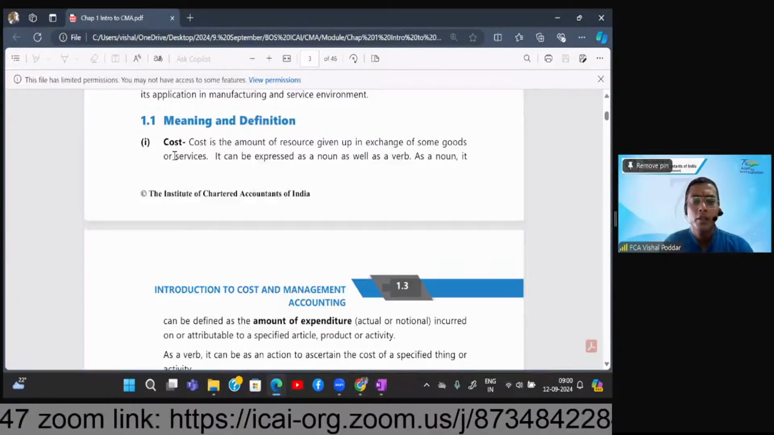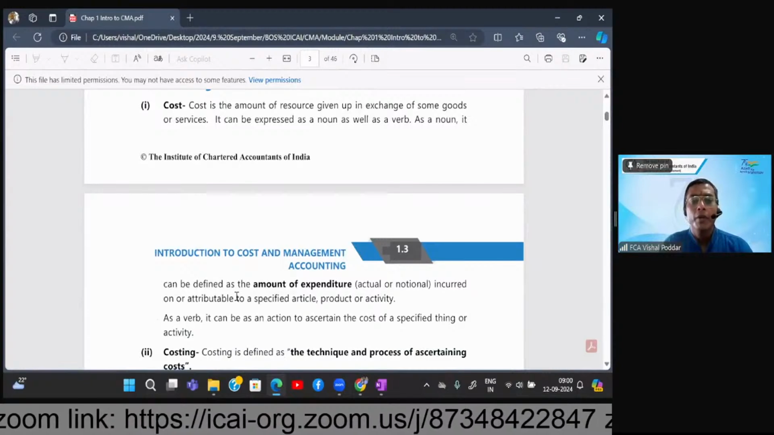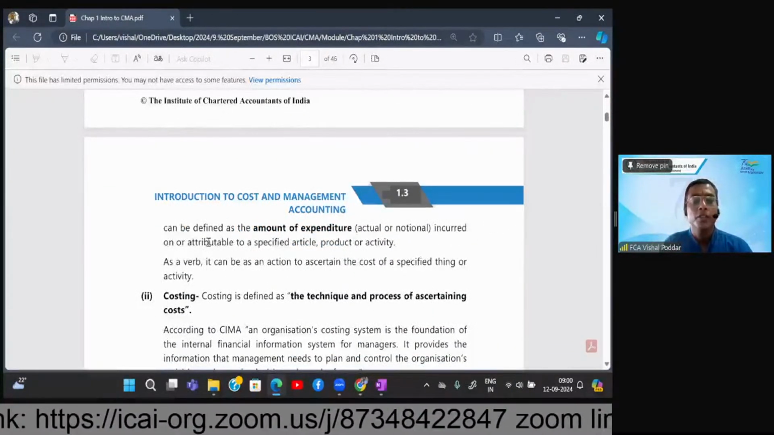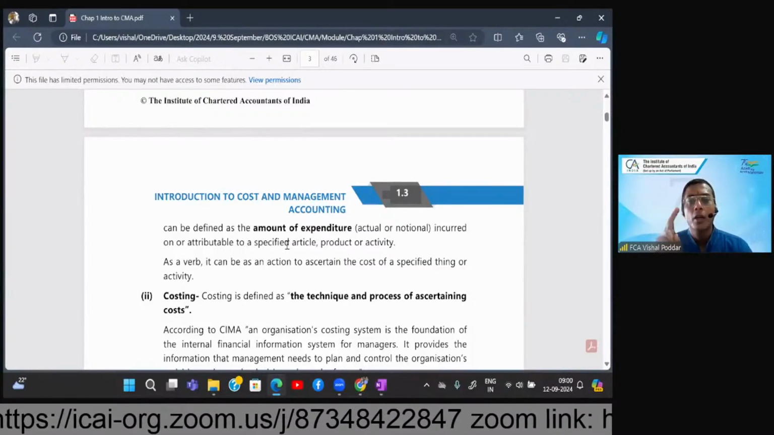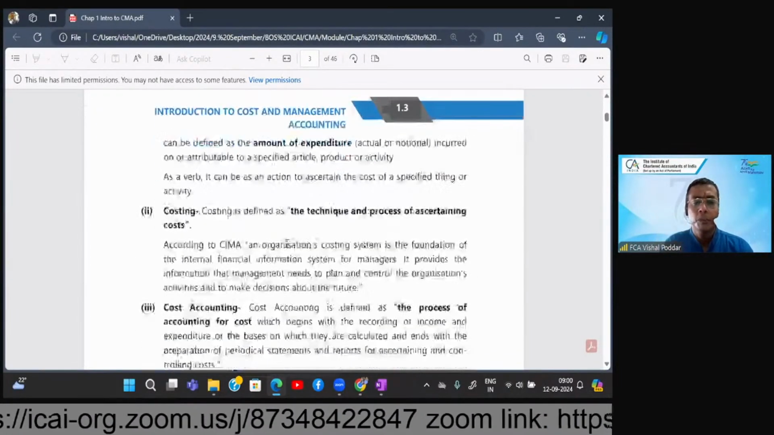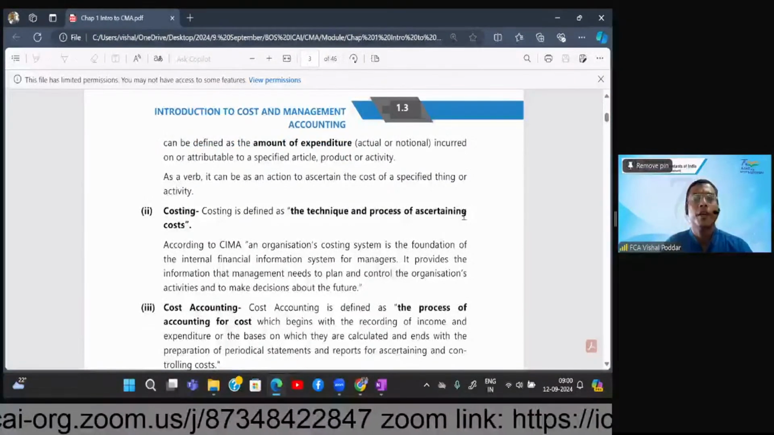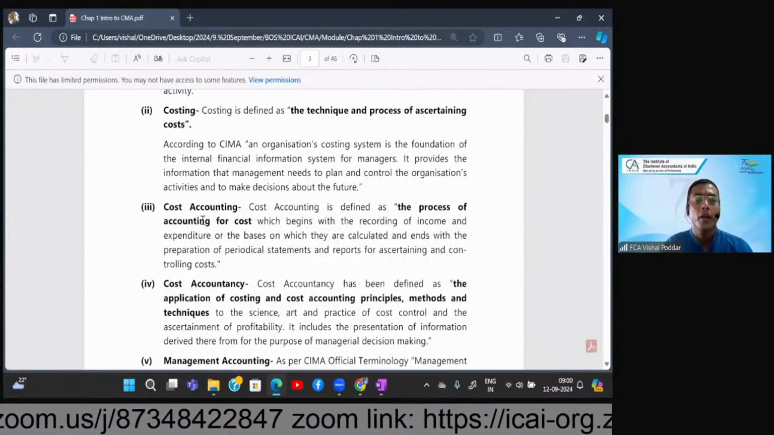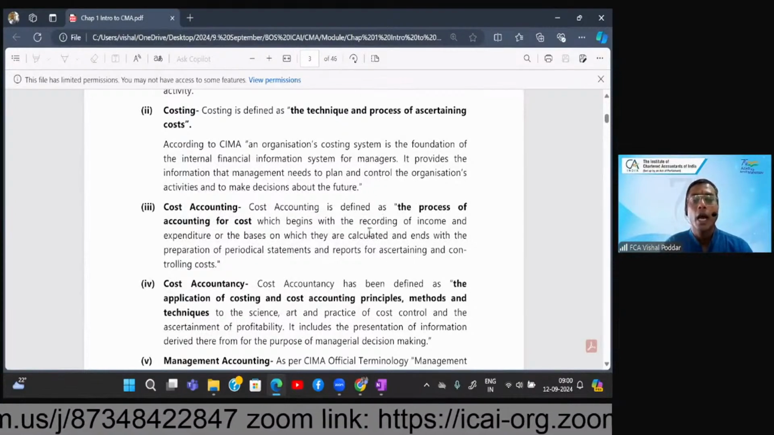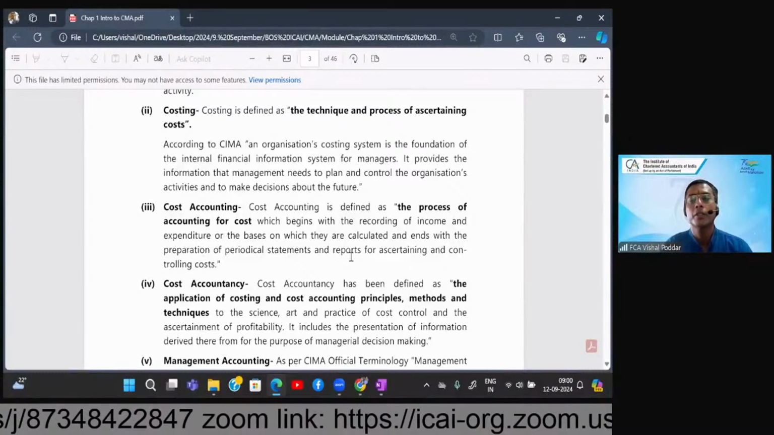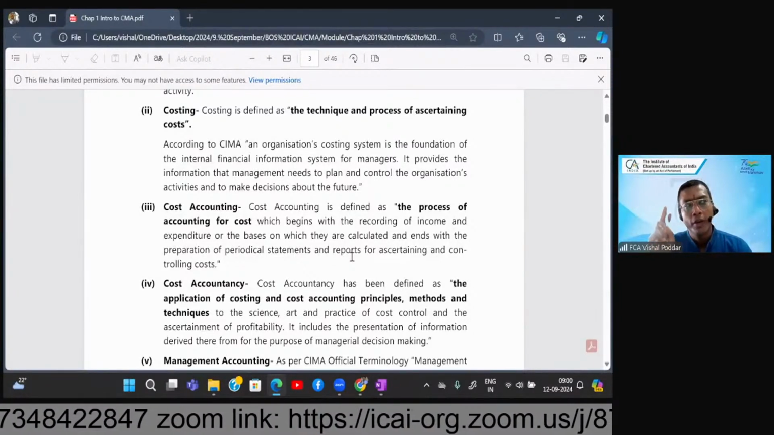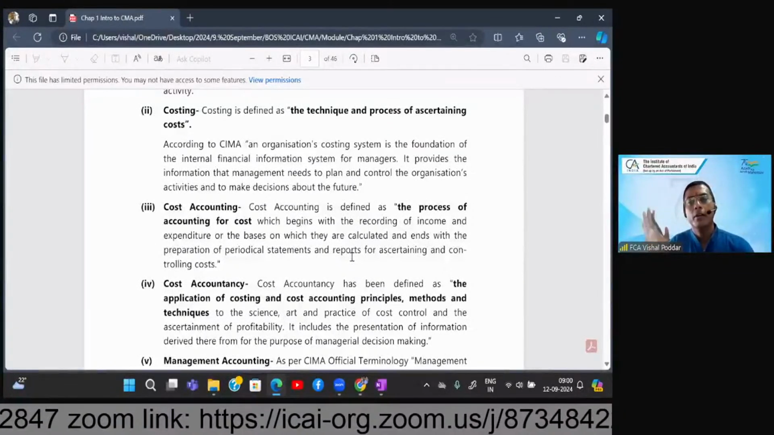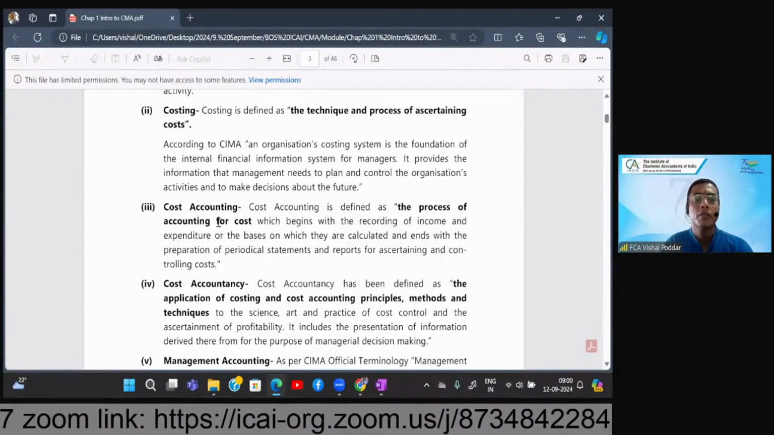So it is some technical wording. If you see the simple wording, it can be defined as amount of expenditure, actual or notional. We already discussed this, which is incurred or attributable to that particular product or service or activity. Fine. Then costing, what is it? It is the process of ascertaining the cost. What is cost accounting? It is the process of accounting. And what is accounting? It starts with recording and ends with preparation of your periodical statements or reports. So what was your definition of accounting? It remains the same. It is recording, classifying, analyzing, et cetera. It ends with reporting. The only difference is it is of the cost data.